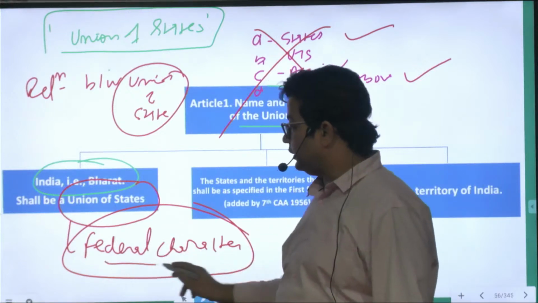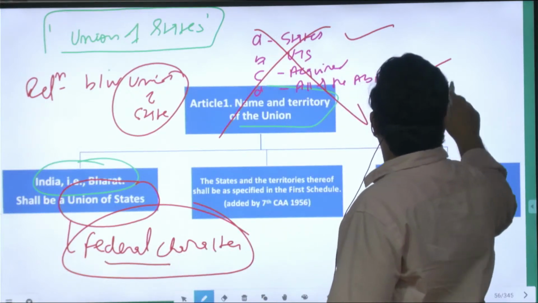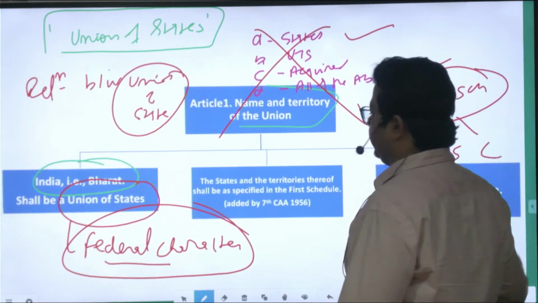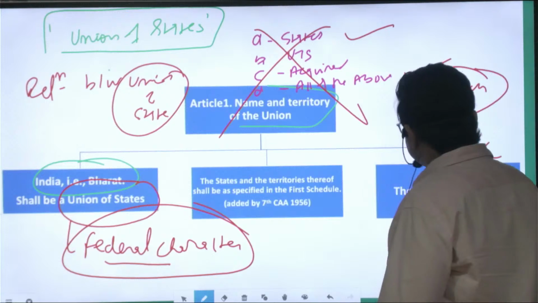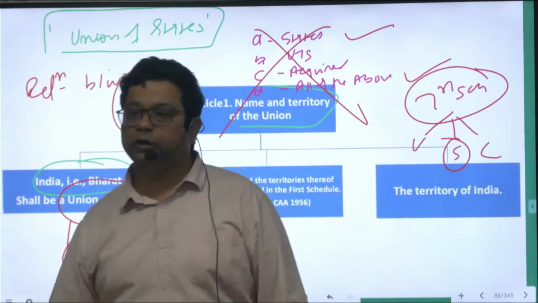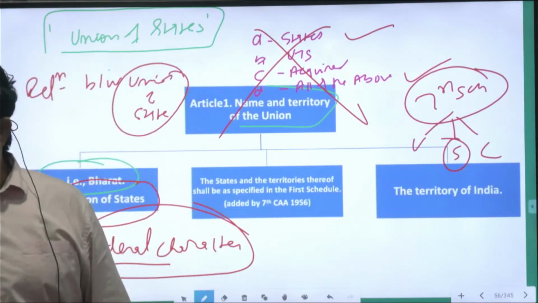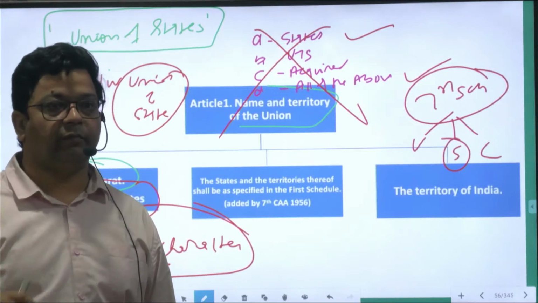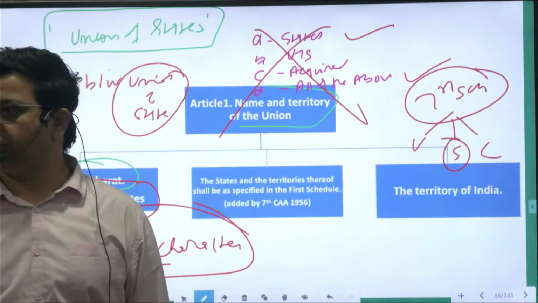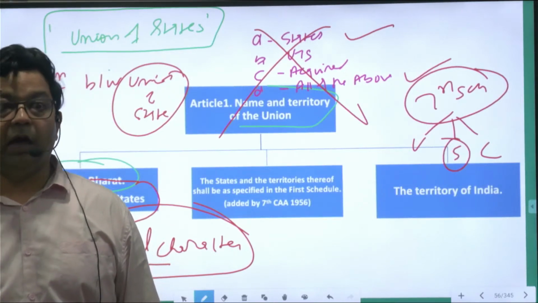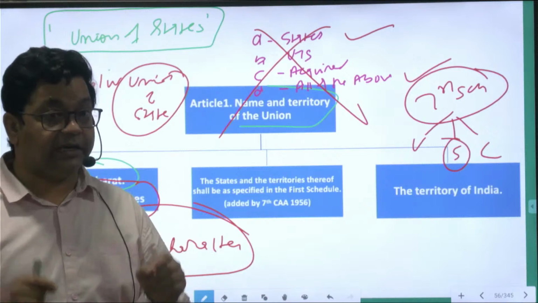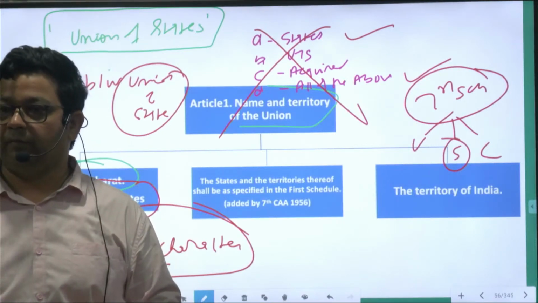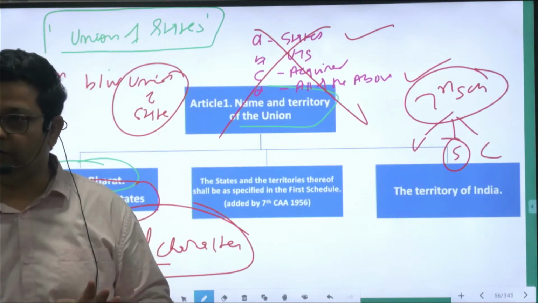When we talk about the federal character, it means we are talking about the 7th Schedule: union, state and concurrent. So this is the state. This is not a UT. Though some UTs have a legislative assembly, Delhi, Puducherry, Jammu Kashmir, they are not enjoying the status of a state in terms of Union of States. Are you getting my point?